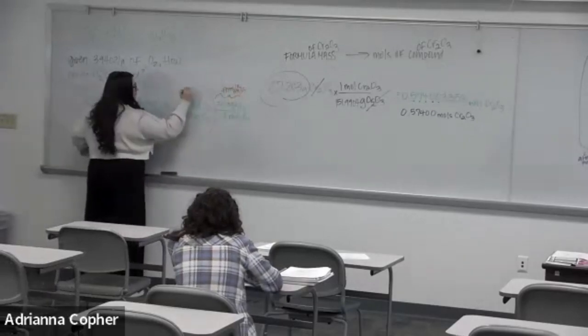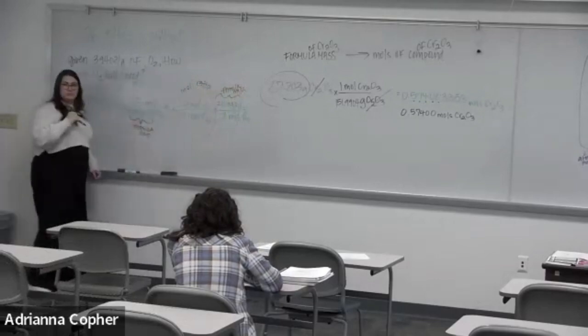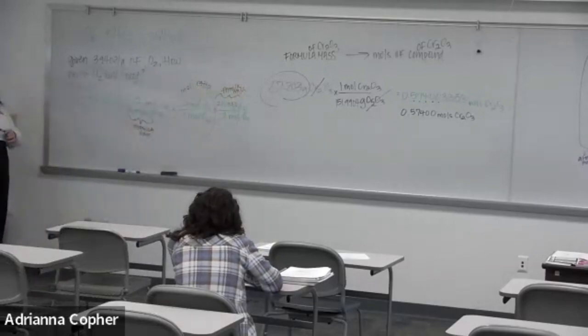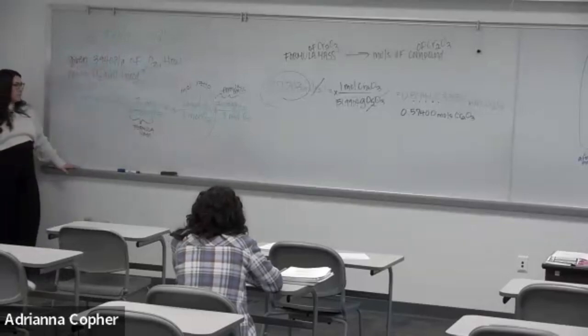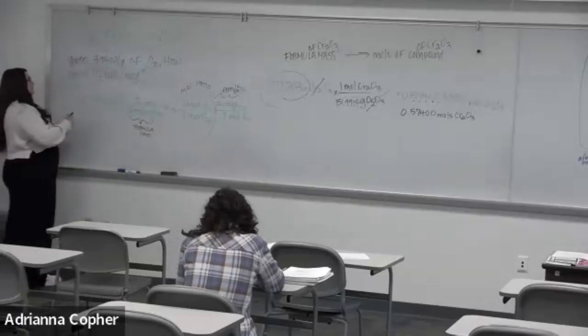This is the mole ratio. Mole ratios can only happen with balanced equations, because they are a truth within a balanced equation. They're not a truth in general. So it's always going to be those front numbers.